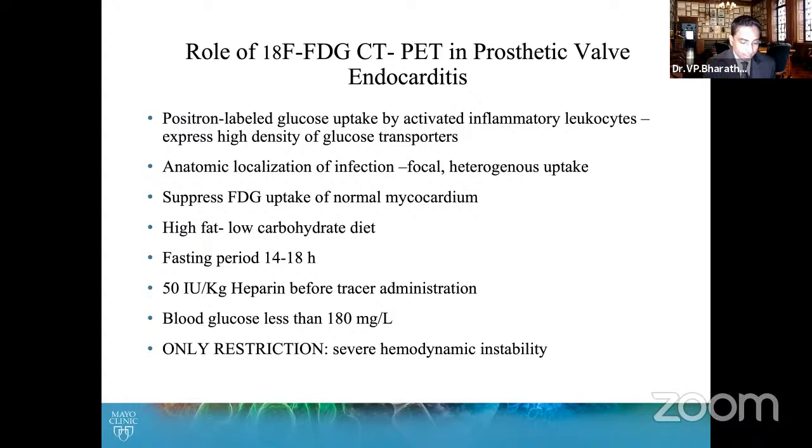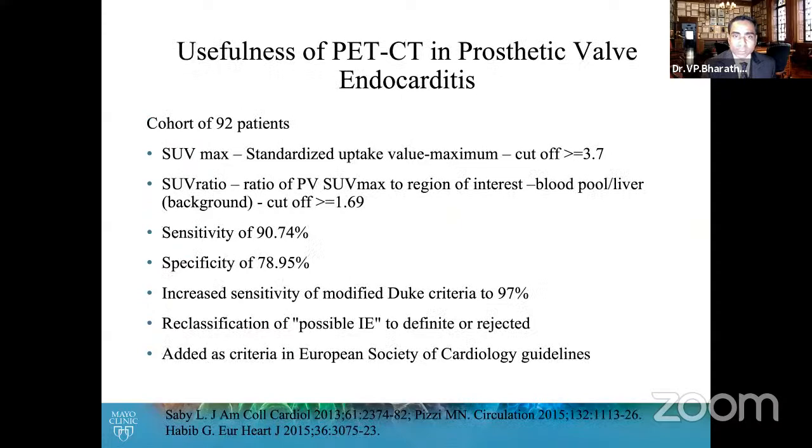A few studies have shown that PET CT is useful in endocarditis diagnosis, especially in those patients when the modified Duke criteria puts them in the possible bucket for endocarditis. It doesn't rule in or rule out. So in these kinds of gray area patients, the PET CT is able to either confirm that they have endocarditis or reject the diagnosis of endocarditis.